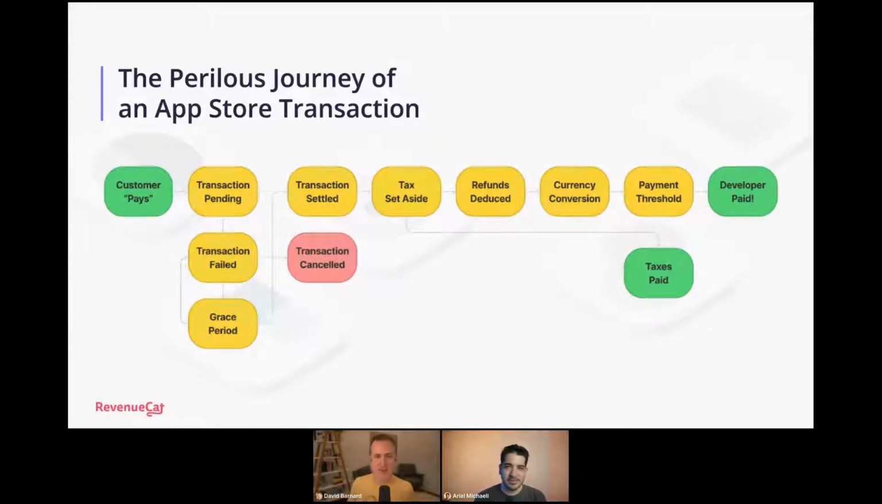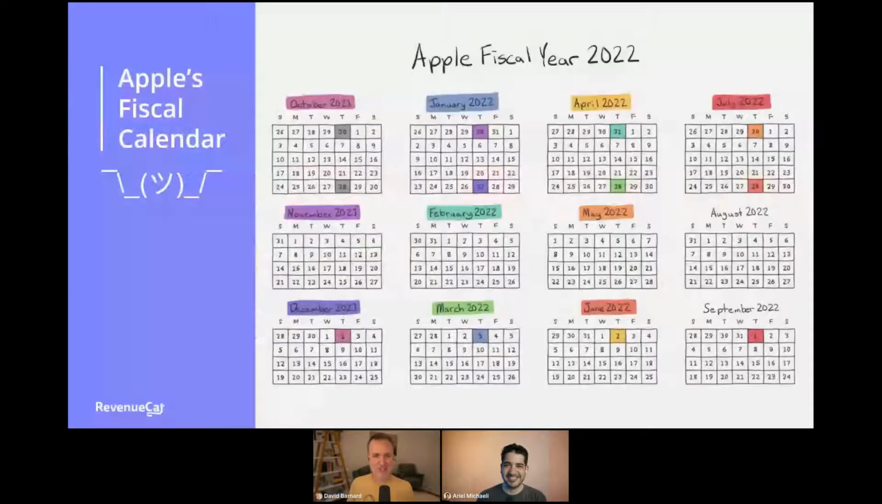And let's just go ahead and go to that slide. So this is Apple's fiscal month. And this is part of the confusion.